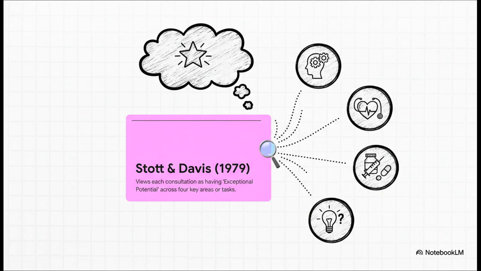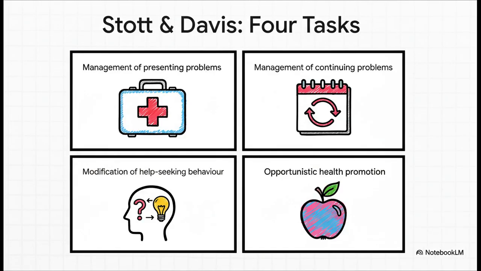Okay, let's grab the first tool for our toolkit, the Stott and Davis model from 1979. The core idea here is all about the exceptional potential of every single consultation. They were basically saying that every time a patient walks in, there are 4 huge opportunities for a GP. And here they are, those 4 tasks.